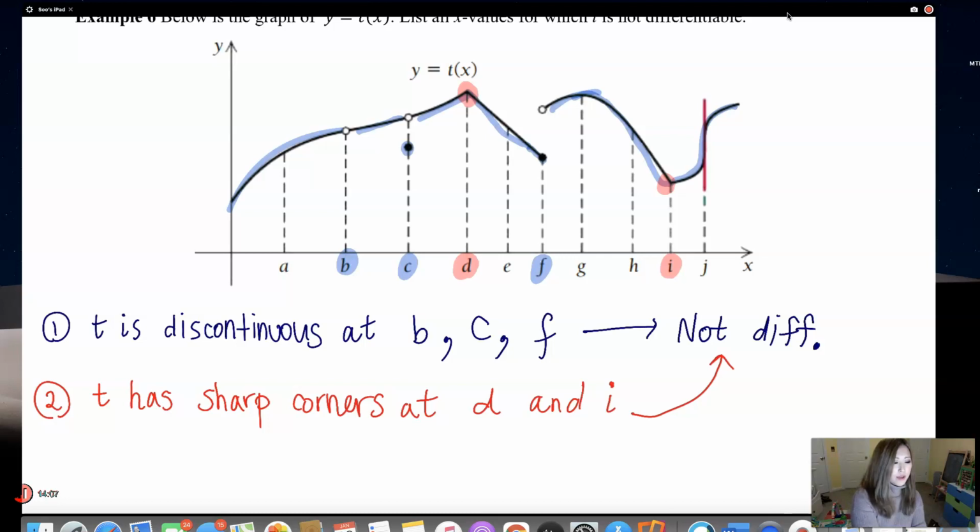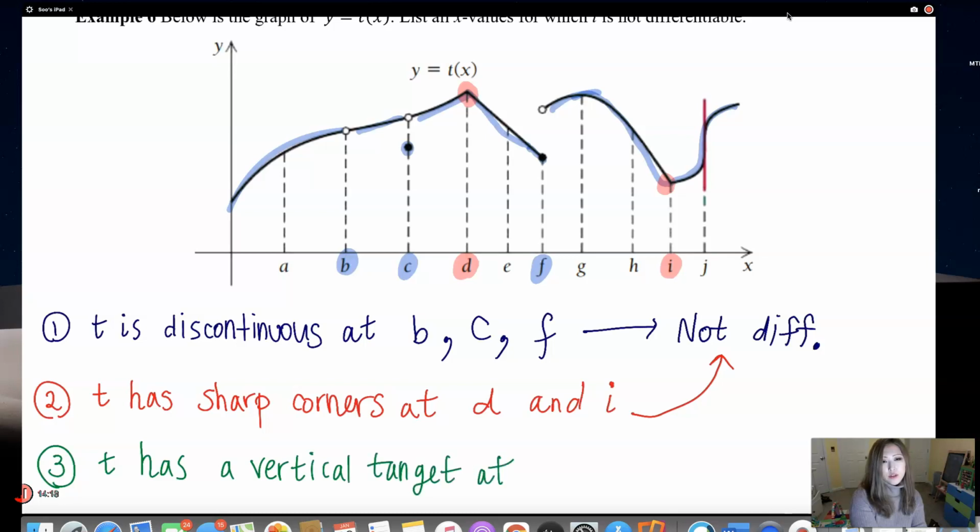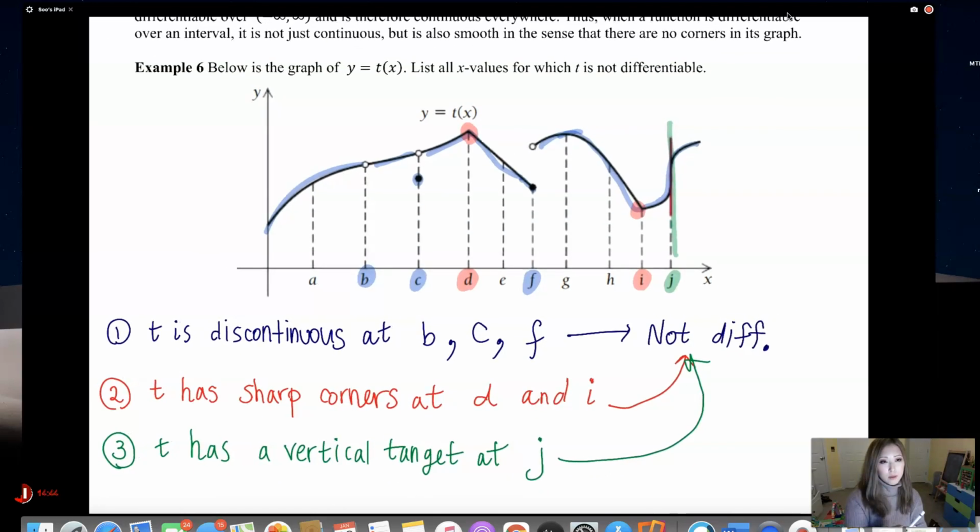What was case number 3? T has a vertical tangent at anywhere they graphed a vertical tangent for us. It did over here at J. Because it has a vertical tangent at J, and because vertical line has undefined slope, slope of a tangent line does not exist, which means the function is not differentiable. So we looked at 3 different cases. We looked at an example. I know you're going to see some examples or problems on your homework, so have fun with those.